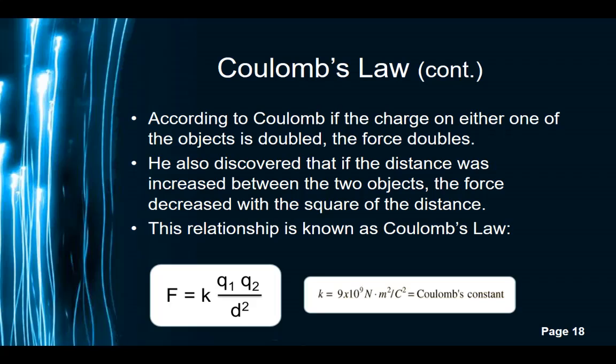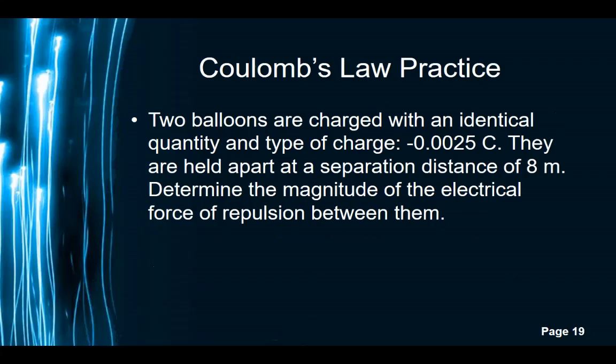All right, so that's 9. You might want to write this down: 9 times 10 to the ninth Newton meters squared per coulombs squared. And that's Coulomb's constant. All right, so pause the video here and do the math, and then we'll see how you did on it. All right, so let's see what you got.